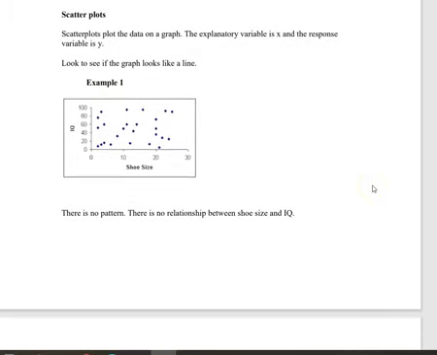Scatter plots plot the data. The explanatory variable is x, and it goes along this bottom axis called the x-axis. The response variable y is the one that goes up on the left. Okay, look to see if the graph looks like a line. So shoe size and IQ, we can see there's no relationship there.